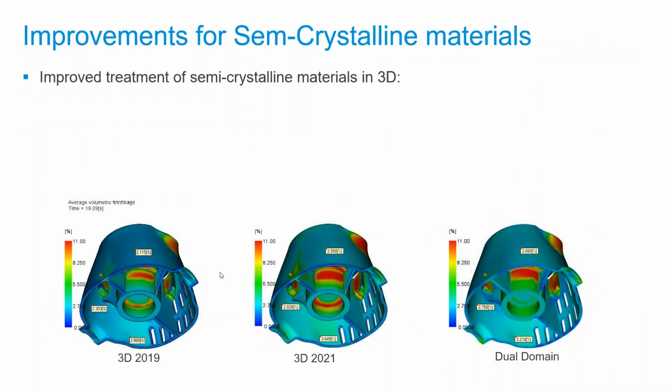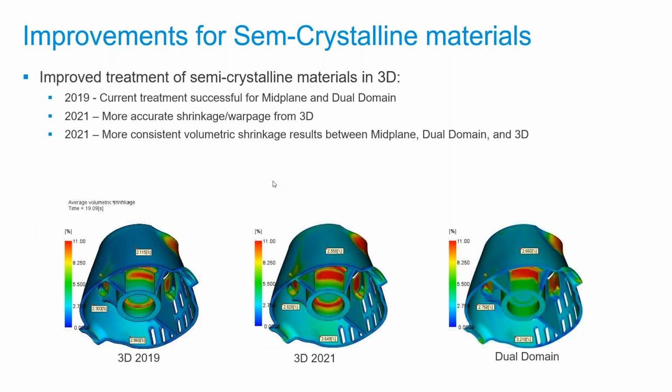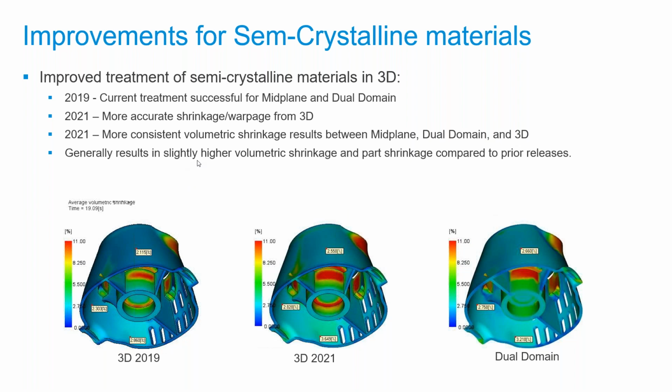We also have improvements for semi-crystalline materials. And this is for 3D. In the current version of Moldflow, it's always been very successful for the midplane and dual domain versions of mesh. But in 2021, we have a more accurate shrinkage and warpage prediction from 3D. It's more consistent volumetric shrinkage results between midplane, dual domain, and 3D, and generally results in slightly higher volumetric shrinkage compared to prior releases. So here on the left, we see the 3D average volumetric shrinkage in 2019. And when we jump to 2021 here, you see the increase in the shrinkage values. But also you see that it compares very nicely to the dual domain results, for example. And we would expect the same thing from midplane.